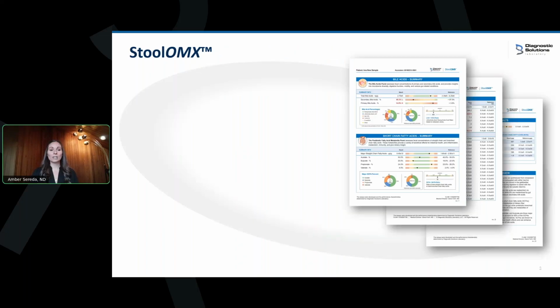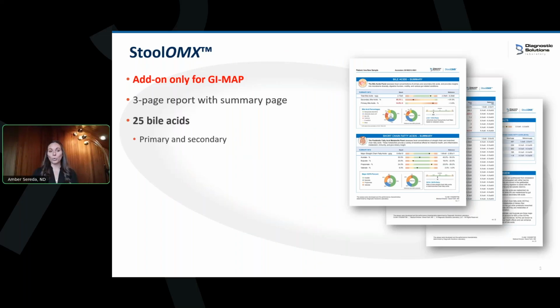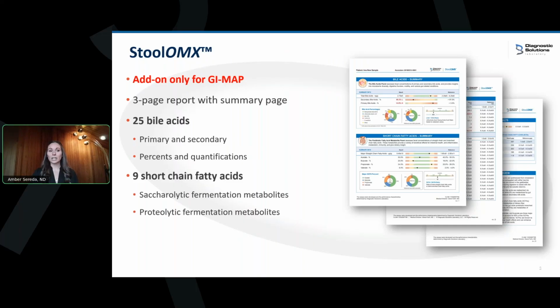Okay, let's get started. So this is the StoolOMX, and it is an add-on only for the GI-MAP. It's a 3-page report with a summary page on the front. We get to see 25 bile acids, both primary and secondary, and they're represented in both percentages and absolute quantifications. We also see 9 short chain fatty acids, again, that's saccharolytic and proteolytic fermentation metabolites, and those are also represented in percentages and quantifications.